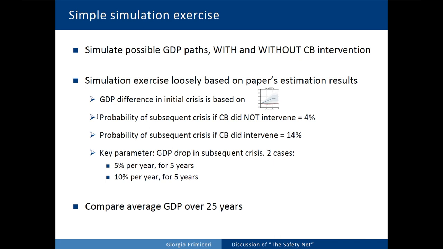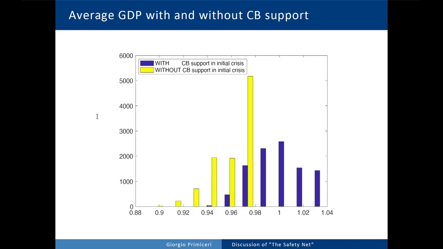and then I'm going to average GDP over 25 years in these two types of countries, the countries that initially reacted and the countries that initially didn't. And the blue here is the distribution of average GDP in countries that decided to react in the early crisis. And it's normalized so the mean is one. Here you can see that countries that decided not to react initially are most likely worse off.